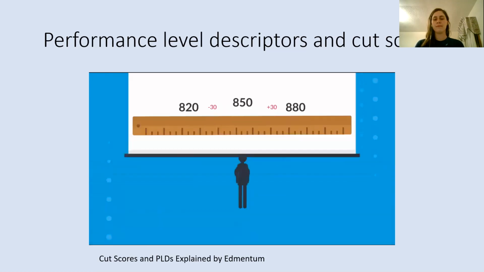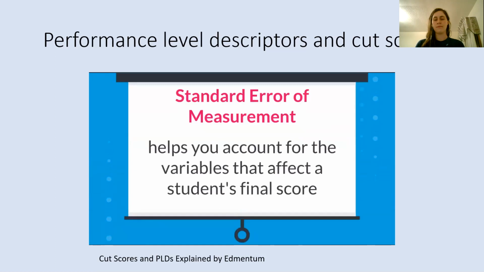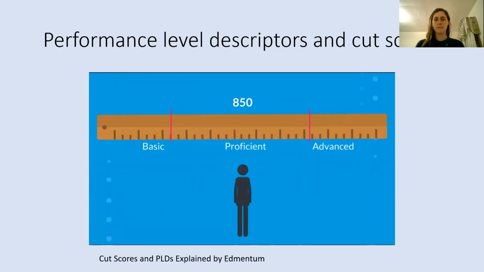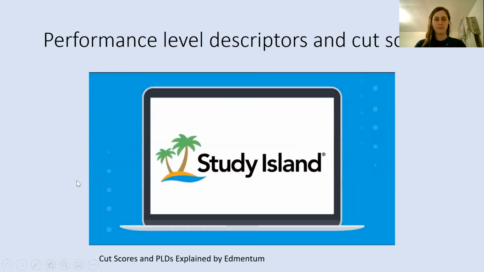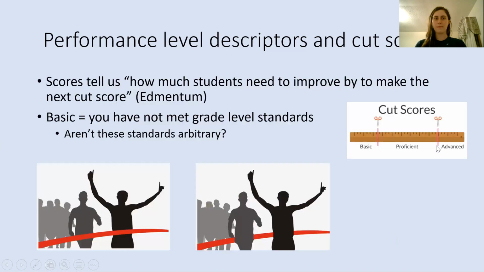Keep in mind that there is always some variability around a score. The variability is referred to as the standard error of measurement and helps provide a level of confidence around a score. Regardless, it is typical for students to be classified into performance levels based on their single score. Study Island state-specific benchmark assessments are built from the state assessment.